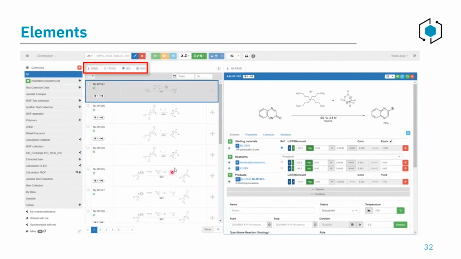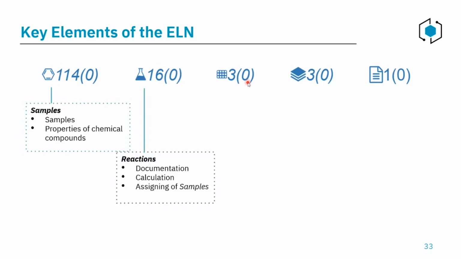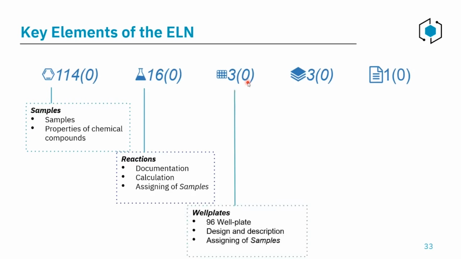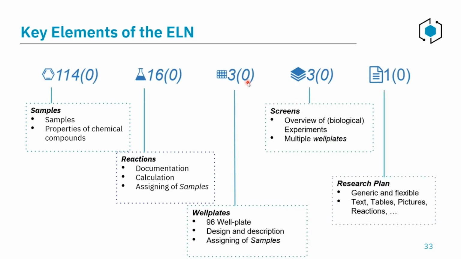In the middle pane, you have the so-called elements. So what are the elements? You have an element for samples, so these can be molecules and properties of the chemical compounds. You have an element for documenting reactions, doing your reactions in there. You have an element for well plates, screens, which gives a good overview of multiple well plates, for example, and then a more flexible element called the research plan. And we'll be looking at some of these elements in more detail now.